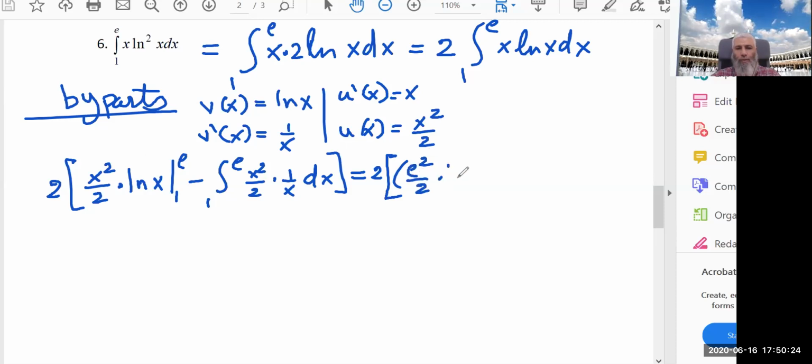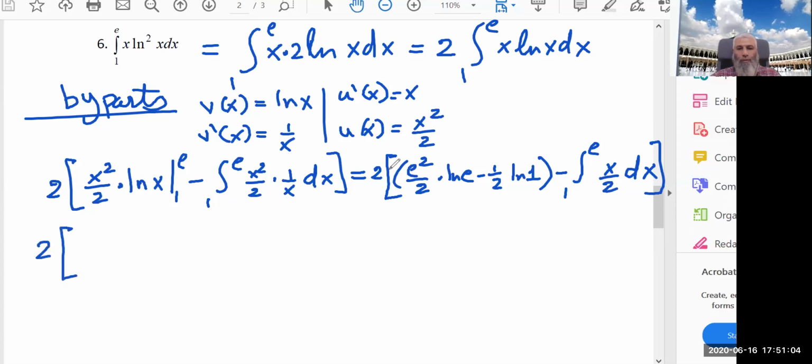So this is e squared over 2 multiply ln e, minus the lower limit, which is 1 over 2 ln 1, right? Yes. Minus integration from 1 to e. This will be x only, x over 2 dx. Right? Because we will simplify this x squared with this x. So now we have here 2 multiply ln e.